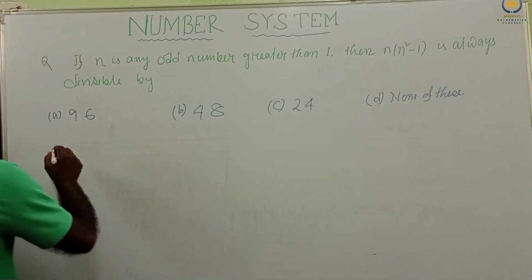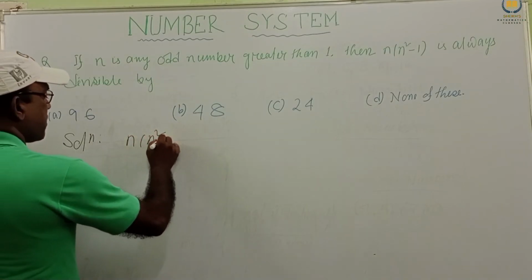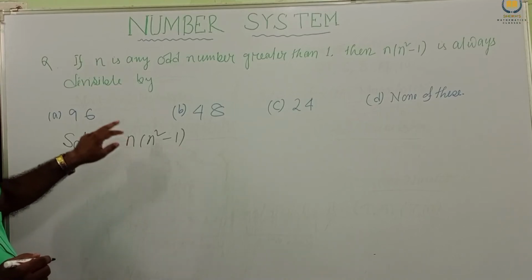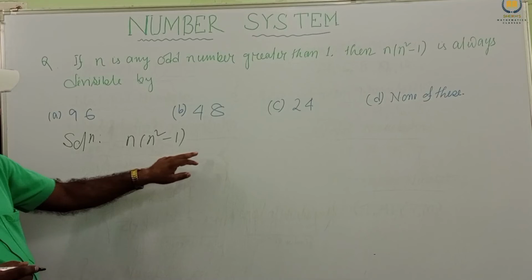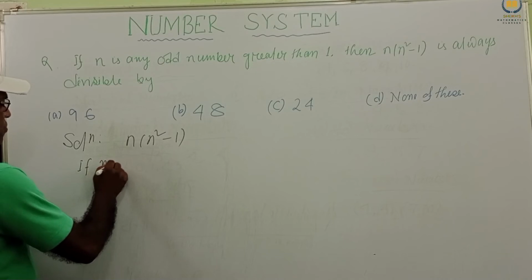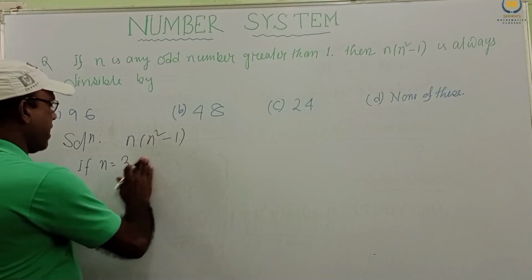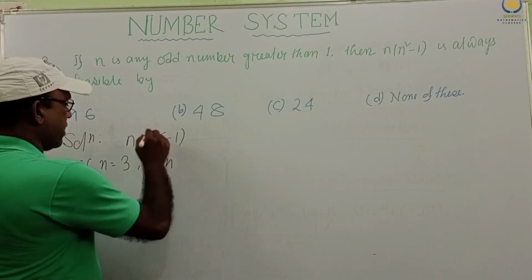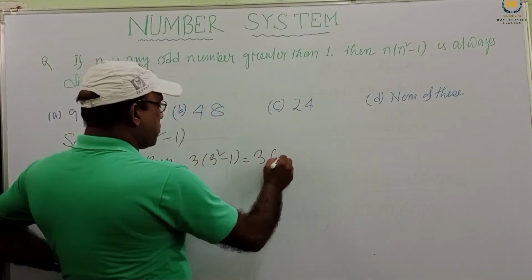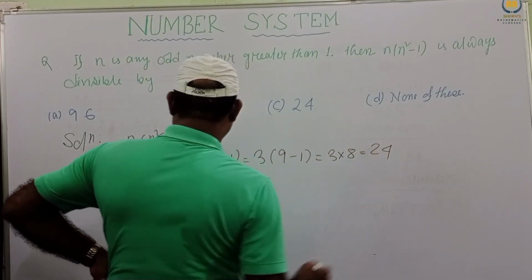Now the solution. We are given n into n square minus 1. We have to find which number this is divisible by. If n equals 3, then we have 3 into 3 square minus 1, 3 into 9 minus 1, 3 into 8, this is 24.